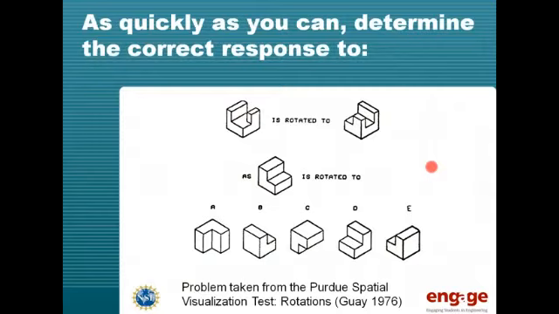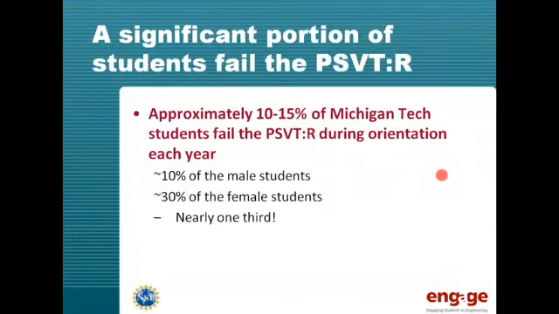This is the test we give during freshman orientation at Michigan Tech. The purpose of the test is you have an object on the top line here. This object has been rotated in space. You need to rotate this in space by the same amount and then choose what it would look like if it underwent the same rotation. And in this case, the answer to this is D.